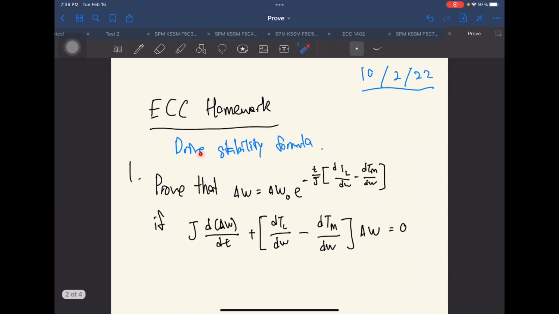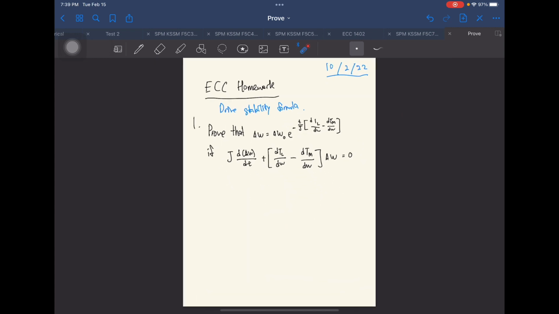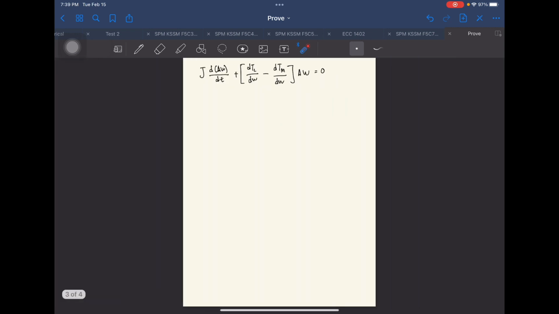Okay, as you can see here, this is a question on 10th of February. It's an electrical conditioning and control homework. It's about a drive stability formula, and we want to prove this delta omega formula if the below formula is given. So let's start with here.